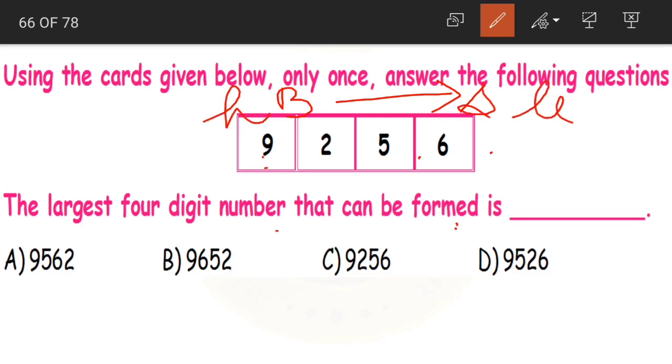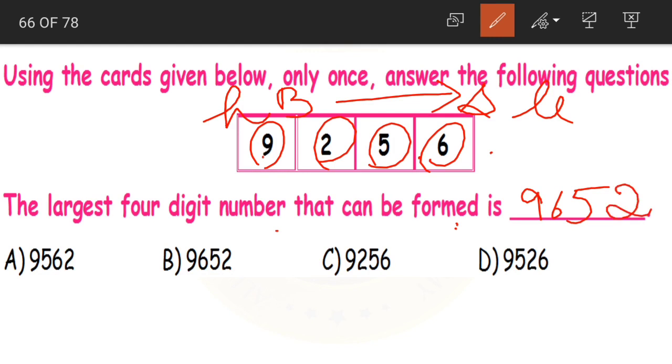Yes. So the first largest number is 9. Then we have 6. Then we have 5. And lastly we have 2. What will be our largest 4-digit number?